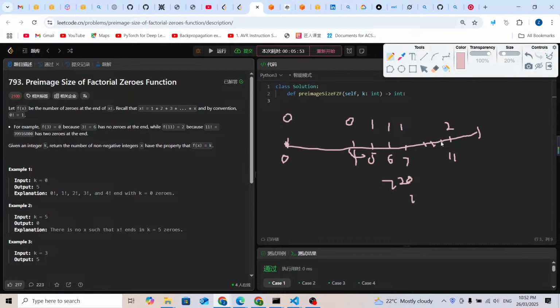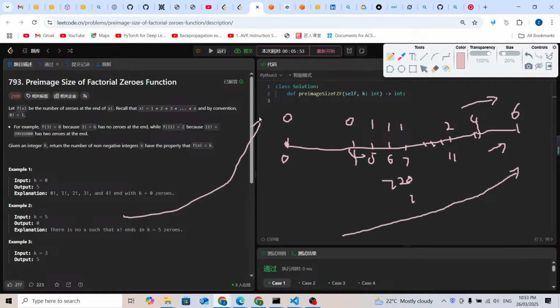Even for 5 trailing zeros, there's no such number, but maybe it has 4, or maybe after some number it's going to have 6. As we can see, the trailing zeros are increasing as the number increases. So this means maybe this is a boundary search problem, because the number of trailing zeros depends on how big the number is. If the number is bigger, there will be more trailing zeros. We don't know exactly, but it is definitely monotonically increasing, so we can use a boundary search.